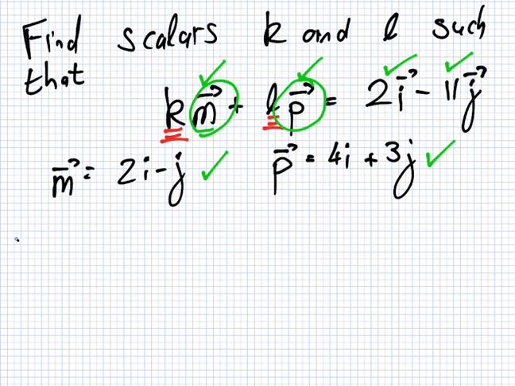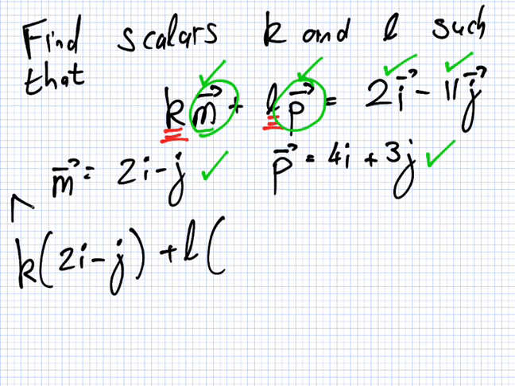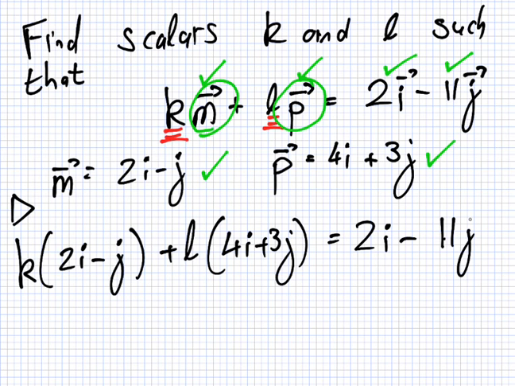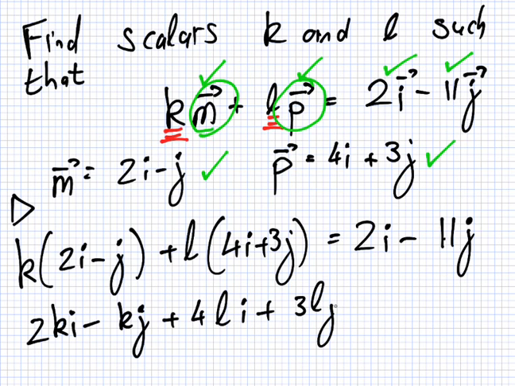So I get Km plus LP equals 2i minus 11j. Okay, we can expand, so we get 2Ki minus Kj plus 4Li plus 3Lj equals 2i minus 11j.